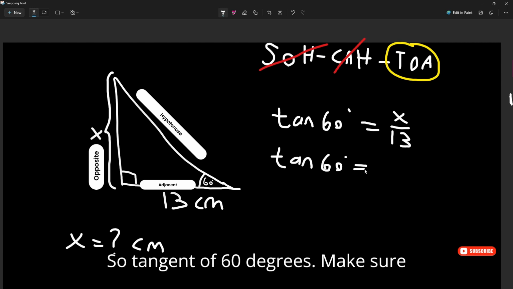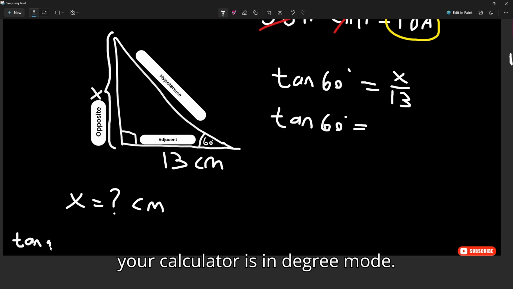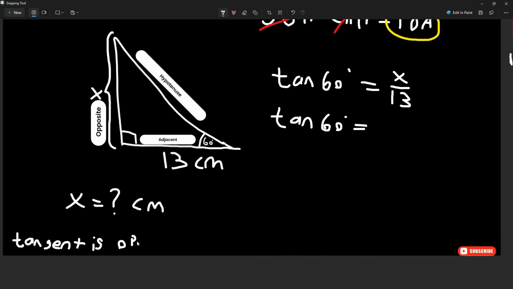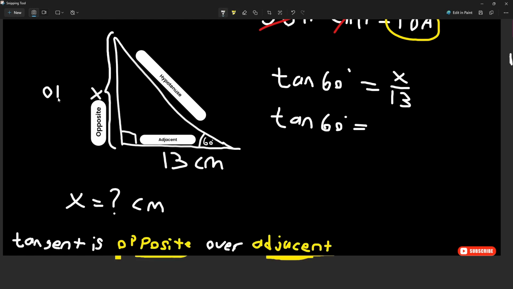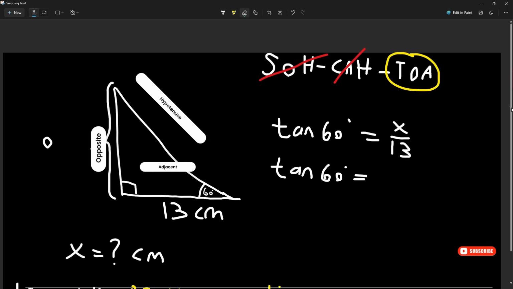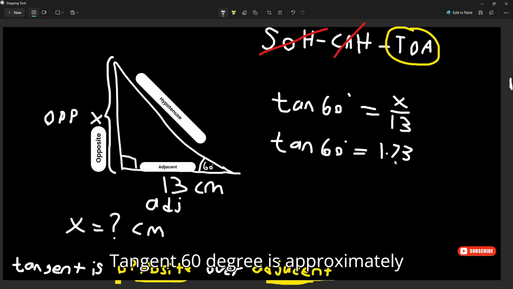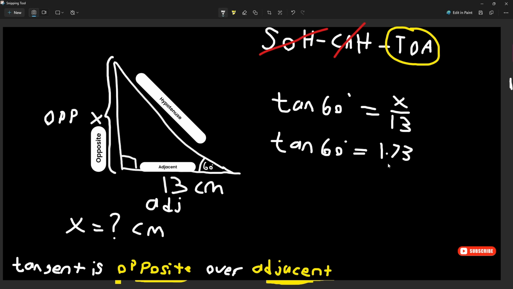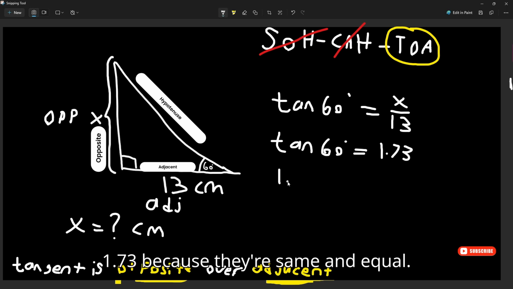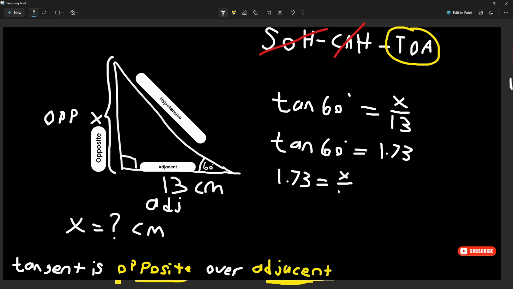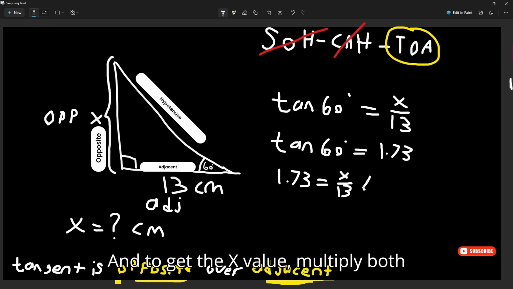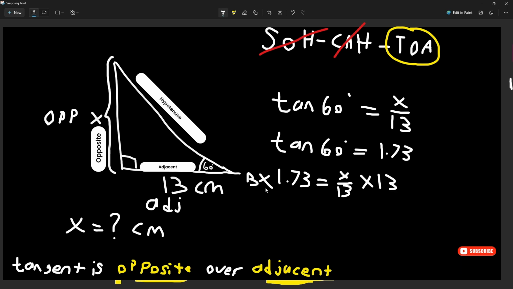So, tangent of 60 degrees: make sure your calculator is in degree mode. Tangent is opposite over adjacent. Tangent of 60 degrees is approximately 1.73. So replacing tan 60 degrees with 1.73, because they're the same and equal. And to get the x value, multiply both sides by 13 to get rid of the fraction.